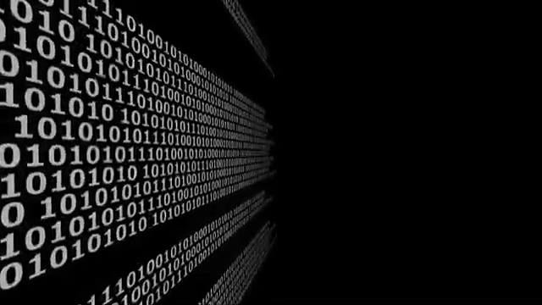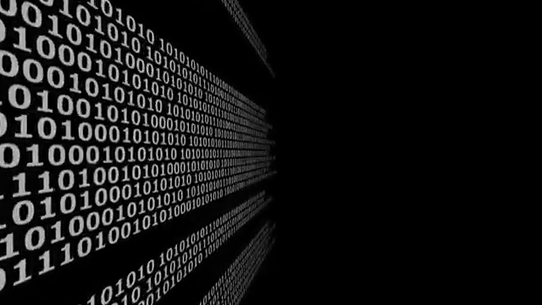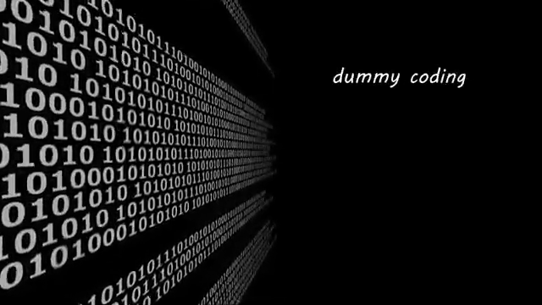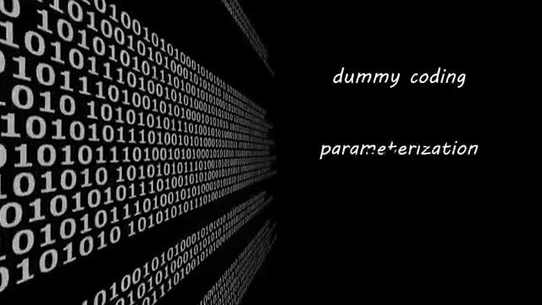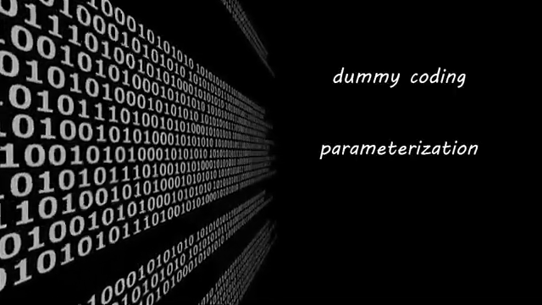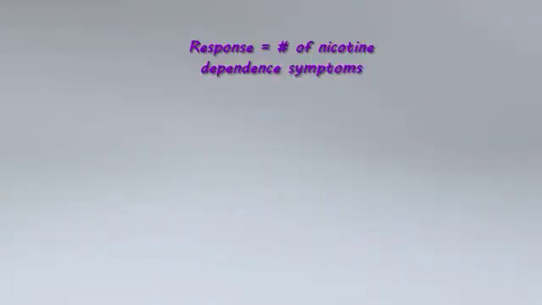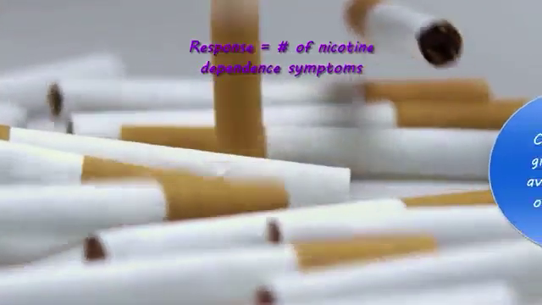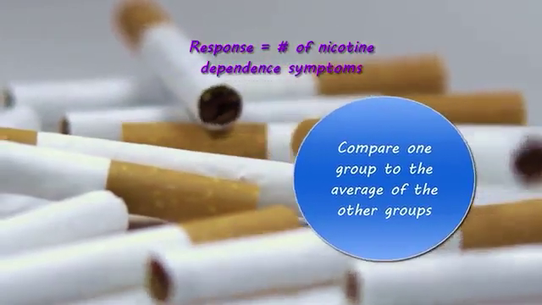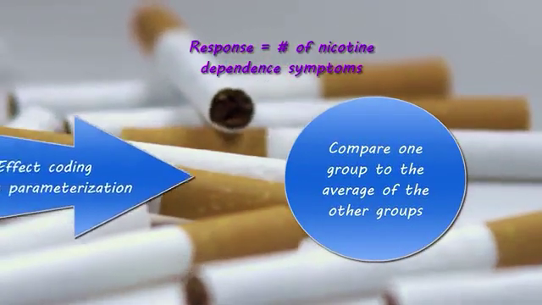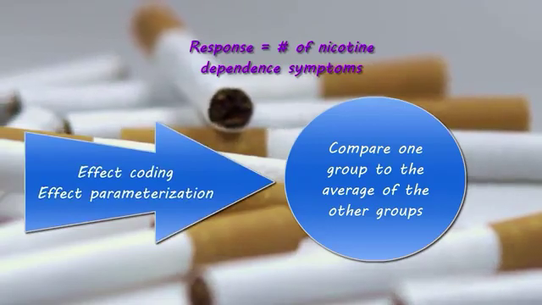There are a lot of different methods for examining explanatory variable group differences on a response variable. The type of comparison depends on how we choose to code our explanatory variable. The process of coding categorical explanatory variables is called dummy coding, or parameterization, and these methods can produce explanatory group comparisons ranging from very simple to very complex. For example, if our response variable is number of nicotine-dependent symptoms, we might want to compare the number of symptoms for one group to the average number of symptoms for the other groups combined. This type of comparison is called effect coding or effect parameterization.